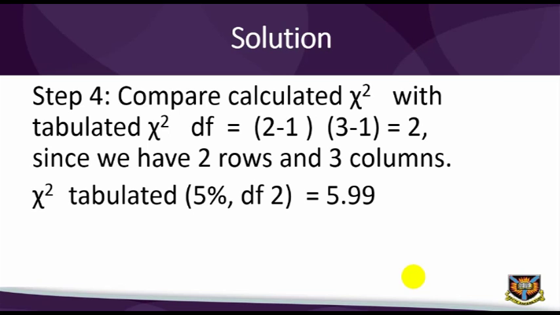Step 5. Decision making. Since x squared calculated is greater than x squared tabulated, that is 15.6 is greater than 5.99, we reject the H0 and conclude that ethnic affiliation and opinion on the convocation of the sovereign national conference are dependent, that is, whether a respondent is in support or against SNC depends on his ethnic affiliation.